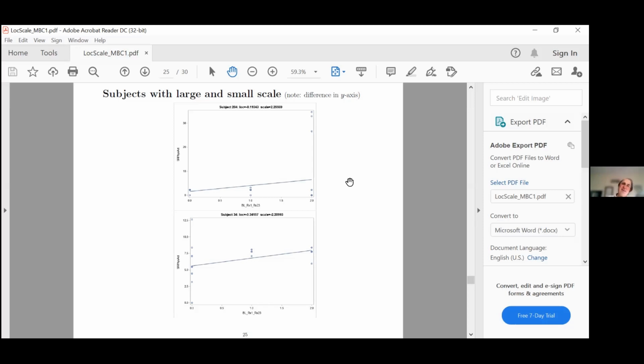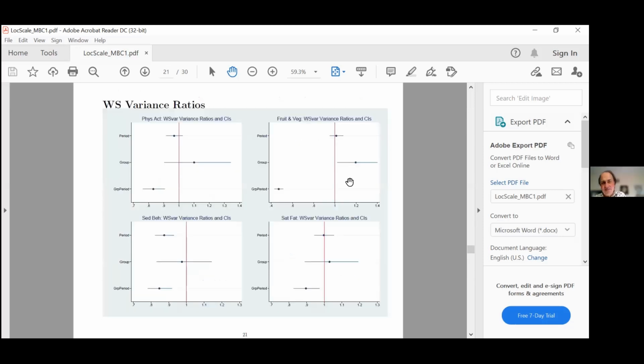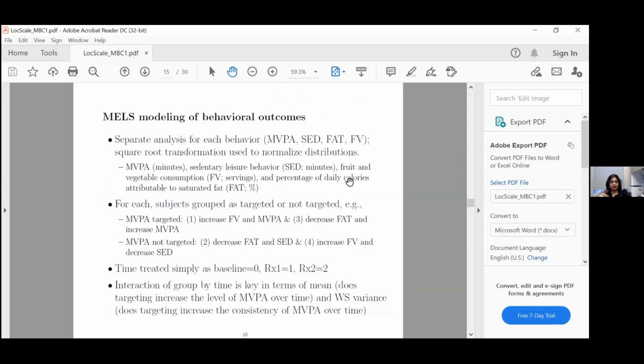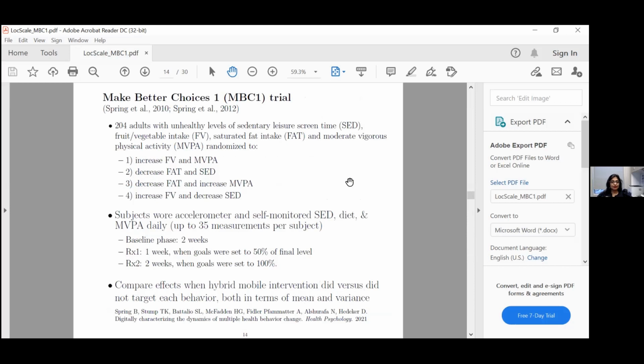Can I ask one more question? This is really interesting. Yes, go ahead. I was just wondering, you had different intervention groups and it was almost a factorial design. Did you notice that erraticism for one behavior correlated with erraticism for another behavior? Yeah, that's an excellent point. I'm pretty sure we probably looked at that. I don't recall.